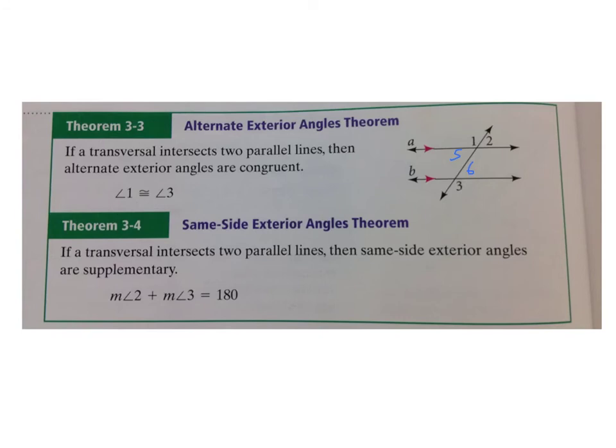Last thing I want to talk about in this lesson are the alternate interior angles theorem and the same side interior angles theorem. Hopefully you will look at the figure and agree that angles 5 and 6 are alternate interior angles. Therefore, they are congruent. If angles 5 and 6 are alternate interior angles, what do you think angles 1 and 3 would be called? Hopefully you would agree those are alternate exterior angles. They are on the exterior of lines A and B on the outside, and they're on alternate sides of transversal T. Hopefully you would also agree angles 2 and 8 are alternate interior angles.